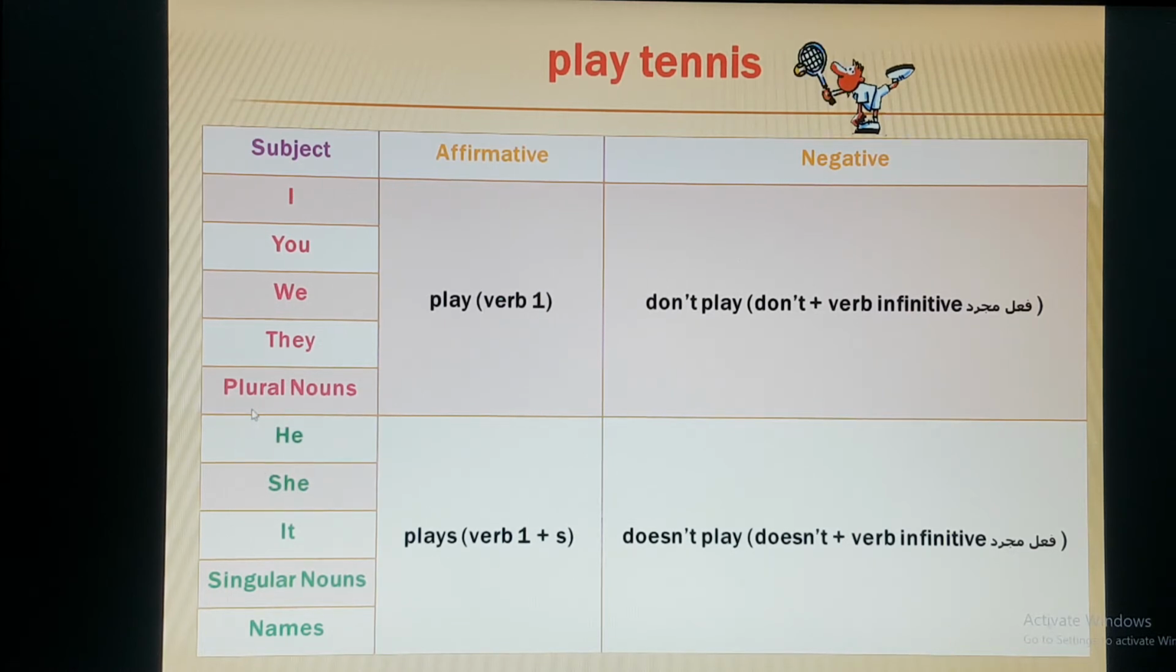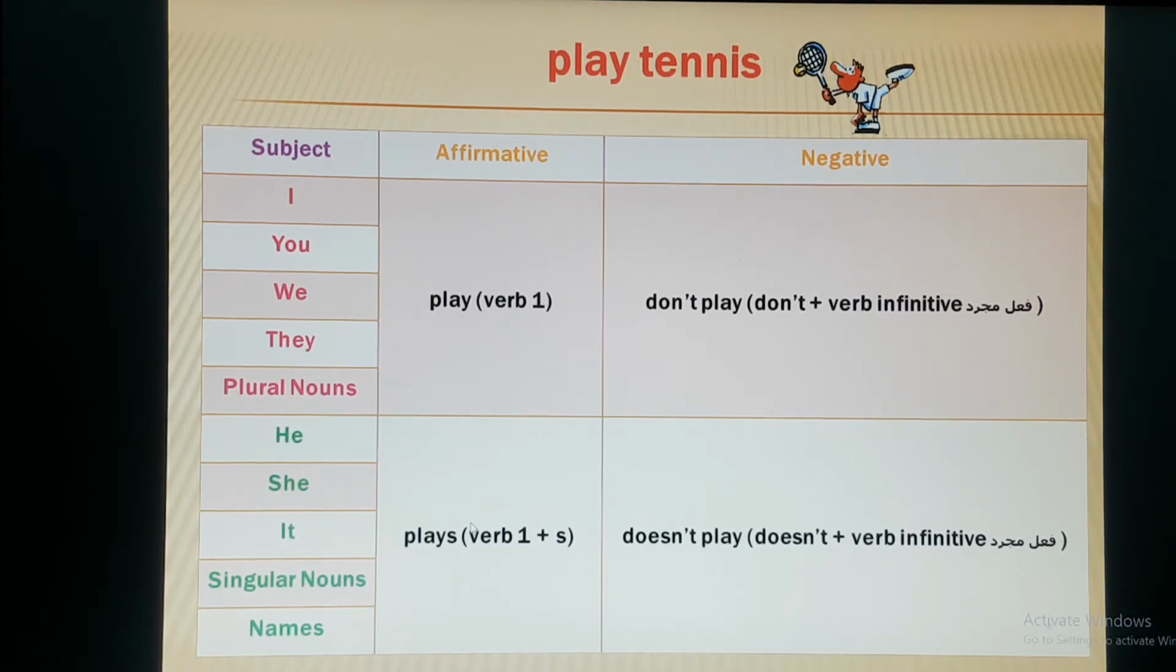But if the subjects are he, she, it, singular nouns, names, we add the s، بنضيف s to the verb للفعل if the sentence is affirmative. يعني we say he plays tennis، she plays tennis. But in the negative form إذا كانت الجملة منفية منضيف doesn't and after doesn't verb infinitive فعل مجرد. بنحكي he doesn't play tennis، she doesn't play tennis.